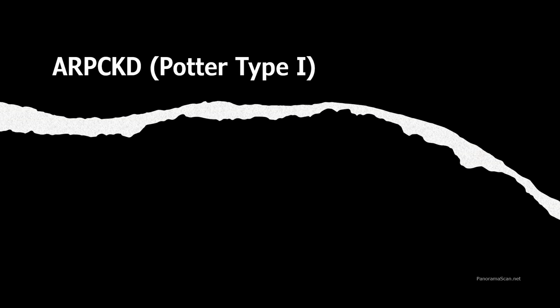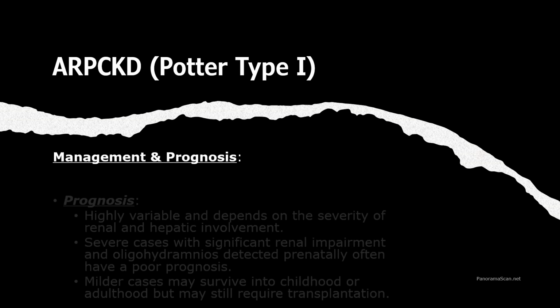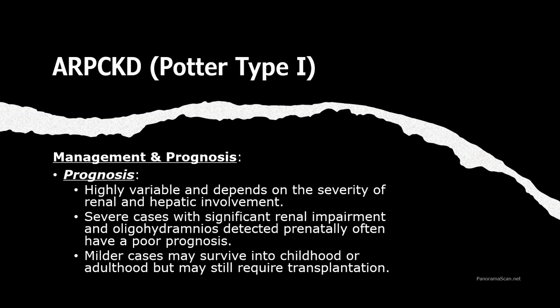The prognosis of ARPKD is highly variable and is primarily determined by the severity of renal and hepatic involvement. In severe cases where there is significant renal impairment and oligohydramnios detected prenatally, the prognosis is generally poor, with the risk of pulmonary hyperplasia and renal failure in early life. In milder cases where the kidney function is less severely affected, individuals may survive into childhood or even adulthood.